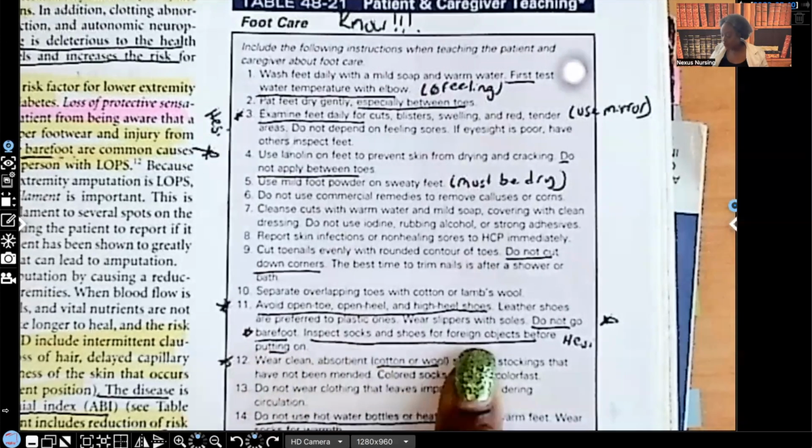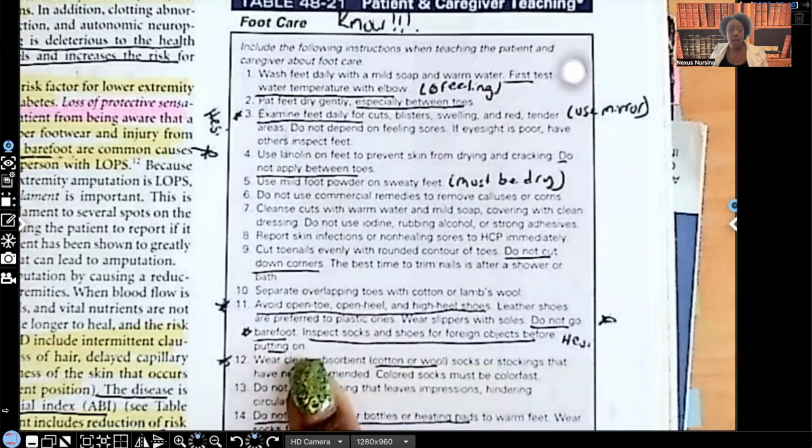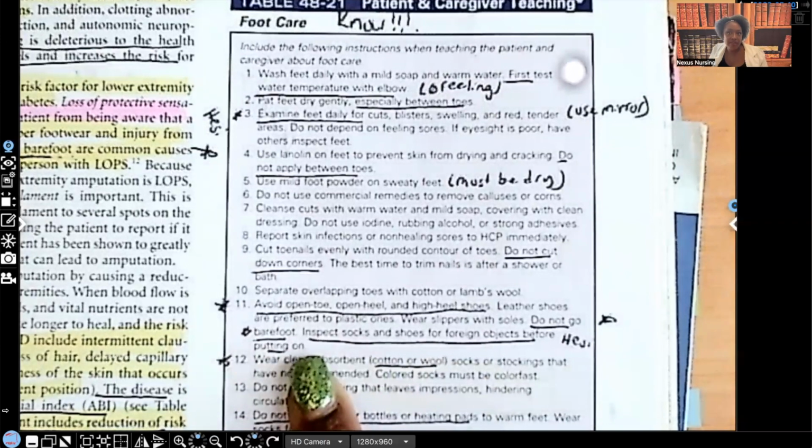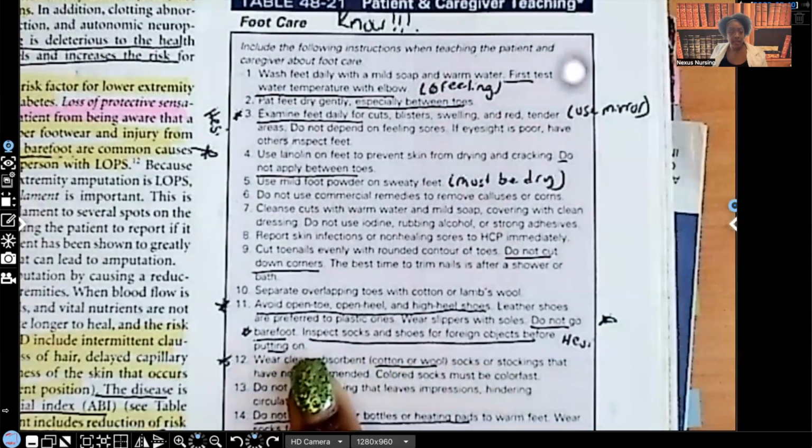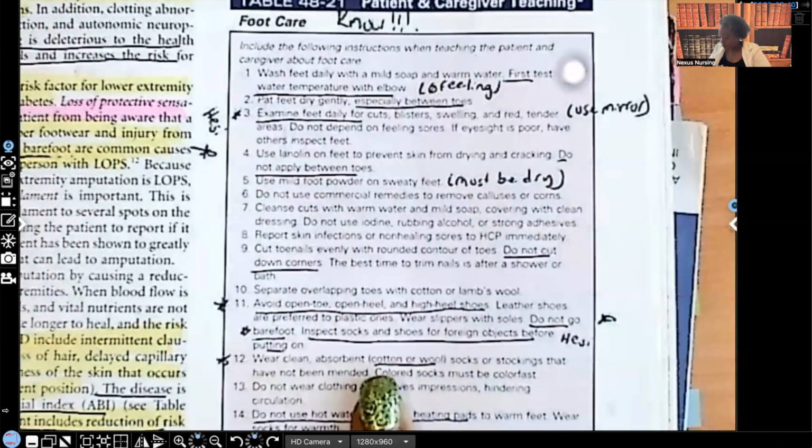Inspect socks and shoes for foreign objects before putting them on. Why? There might be a pebble inside of that shoe or inside of those socks, and the patient can't feel it, and they're walking all day, and that pebble's rubbing up against their foot, right? And before you know it, they've got an opening in the skin, and bacteria has set in. So they need to inspect that shoe or that sock before they put in their feet.